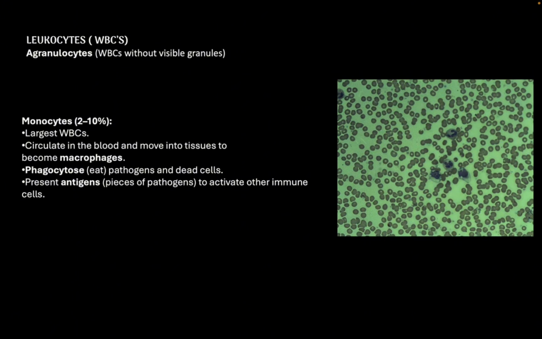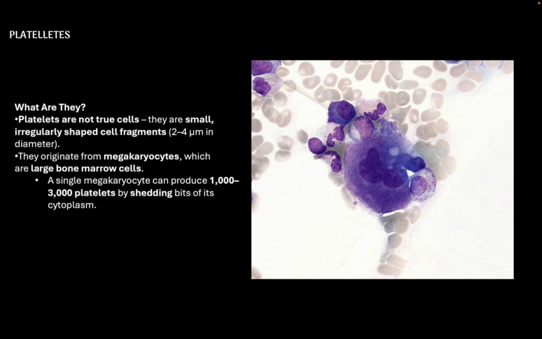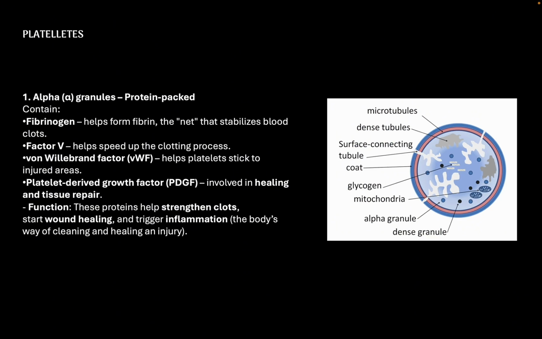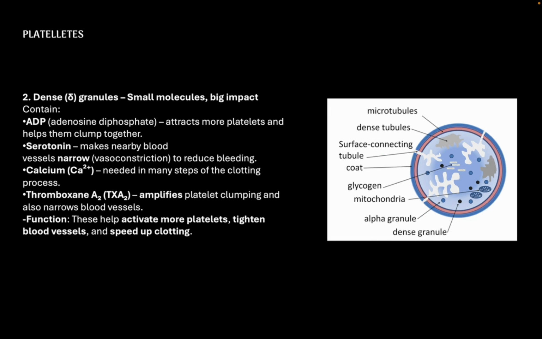Monocytes are the largest white blood cells. When they enter tissues, they become macrophages, which eat pathogens and present antigens to activate other immune cells. Finally, let's look at platelets. These are not full cells, but fragments of a larger cell called a megakaryocyte. Platelets help stop bleeding. When a blood vessel is injured, platelets stick to exposed collagen using a protein called von Willebrand factor. They activate, release granules, and attract more platelets to the site. They form a temporary plug, and then fibrin strands reinforce it to make a stable clot.